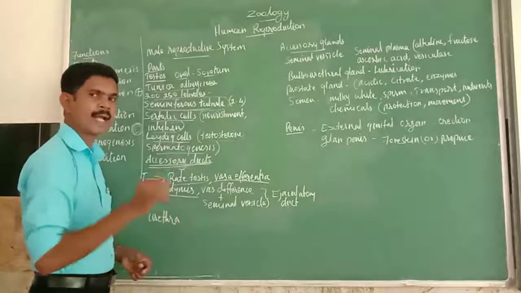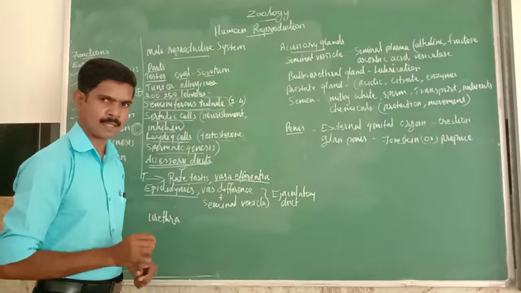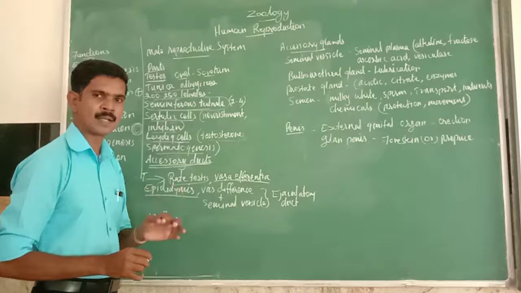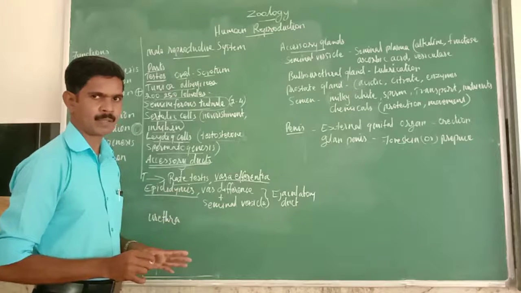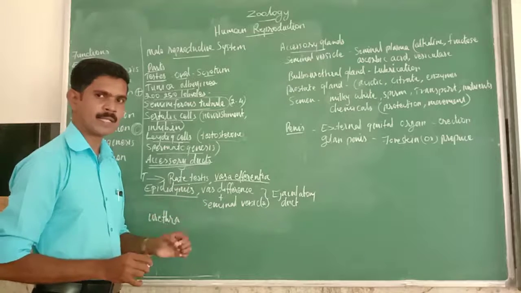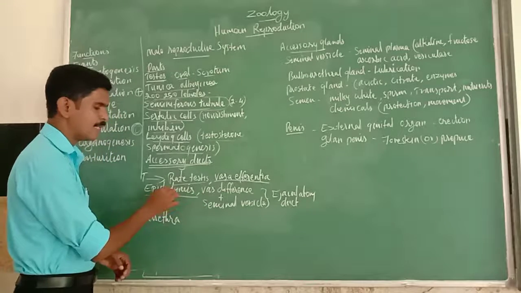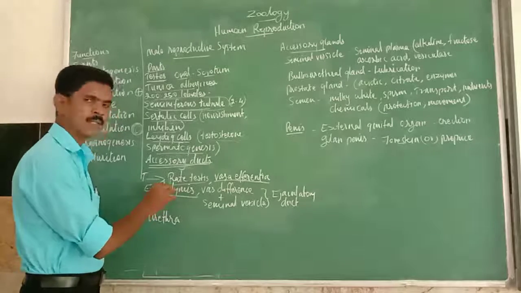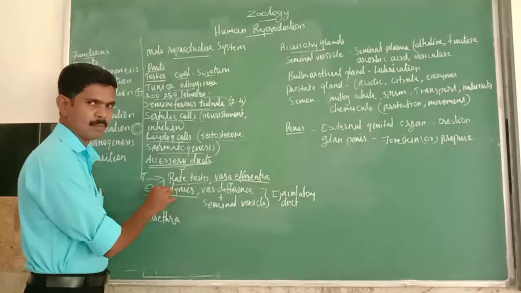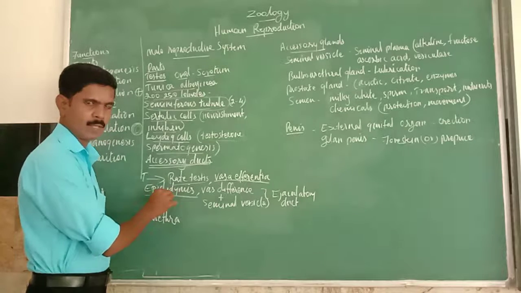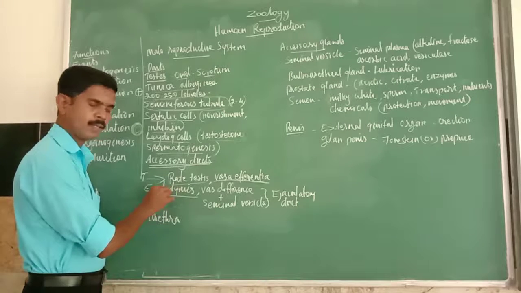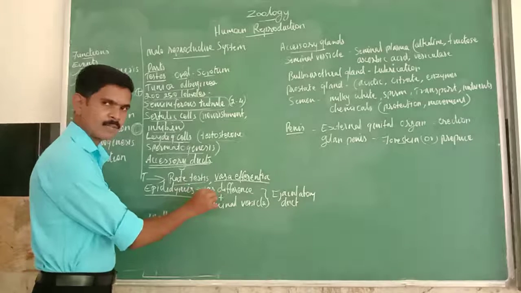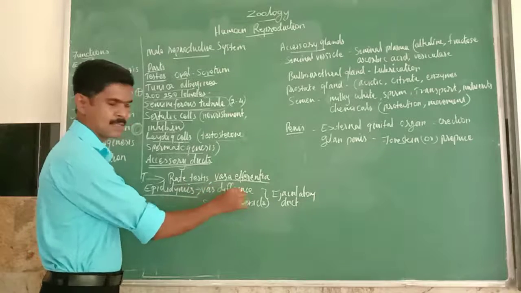Here the epididymis is a highly coiled tube-like structure, and this epididymis acts as a temporary reservoir, a temporary storage place of the sperm. Until the sperm reaches maturation, it is stored, staying inside this epididymis. So it's a temporary storage place of the male reproductive system. Then from the epididymis, the sperm moves to the next duct, which is called the vas deferens.